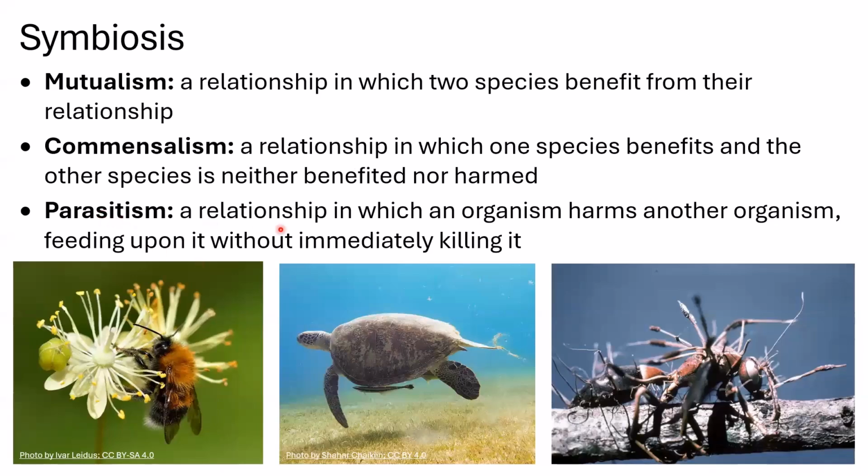Parasitism is a relationship in which an organism harms another organism by feeding upon it but not immediately killing it, allowing it to drain nutrients from its host for an extended period of time. Cordyceps, for example, are fungi that mainly infect insects such as ants and wasps, invading and eventually replacing the host tissue over time. This allows the cordyceps to control the host body, and once it's ready to reproduce, it will burst out of the host and release its spores.